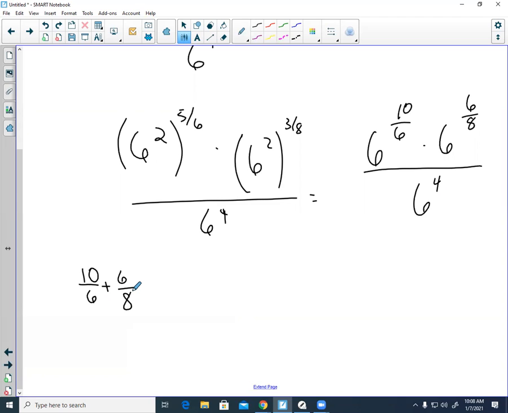And now can I add them right now? Can I just say this is 16/14? Nope. Guess what? That's another common thing that people do. What do I have to do before I can do that? I have to have a common denominator. What's the nicest common denominator?